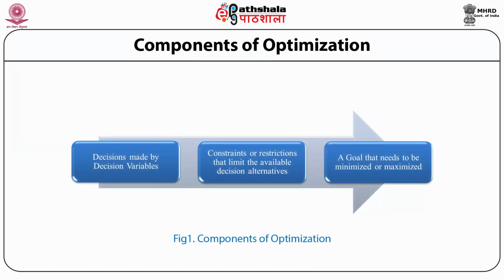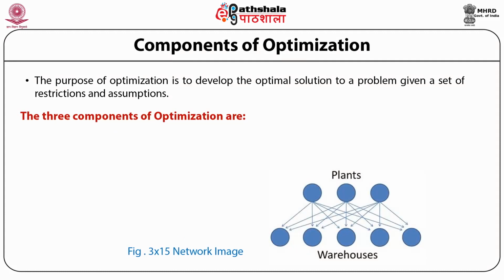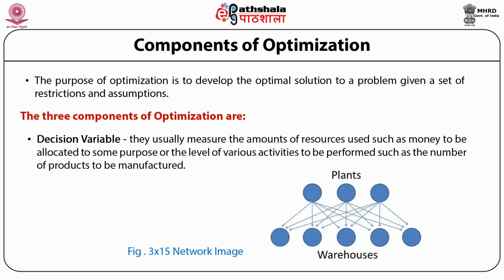Components of optimization. The purpose of optimization is to develop the optimal solution to a problem given a set of restrictions and assumptions. The three components of optimization are: firstly, the decision variables. They usually measure the amount of resources used, such as money to be allocated, to some purpose, or the level of various activities to be performed, such as the number of products to be manufactured.